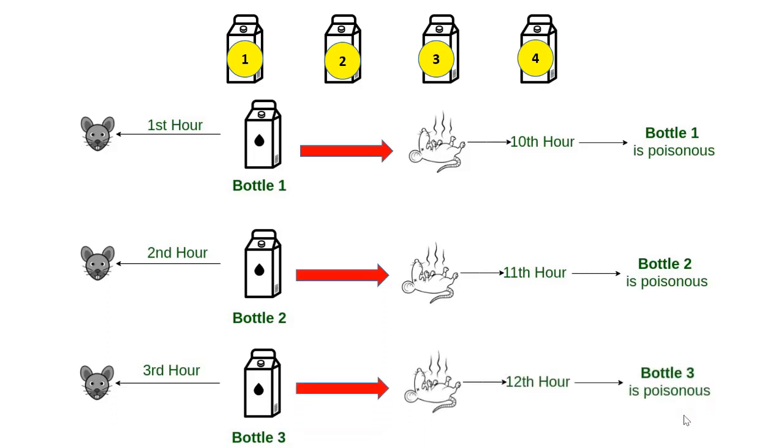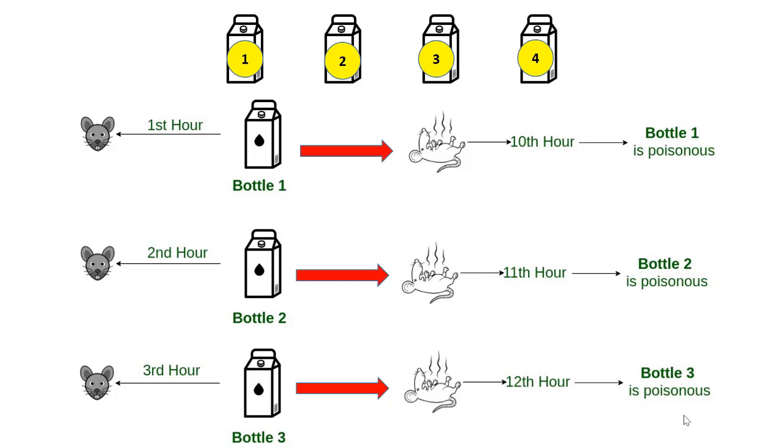If the rat dies after 12 hours, the third bottle contains poison because the third bottle was fed to the rat at the start of the third hour. 2 plus 10 is 12, hence if the rat dies after 12 hours, the third bottle is poisonous. And if the rat does not die even after 12 hours, definitely the fourth one is poisonous and you don't have to wait till the 13th hour to find out whether it's true or not. So after exactly 12 hours, you would be able to determine the poisonous bottle.